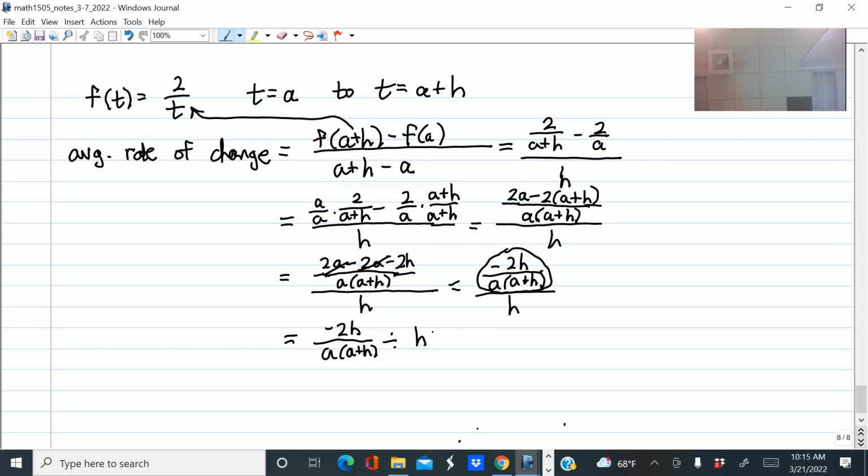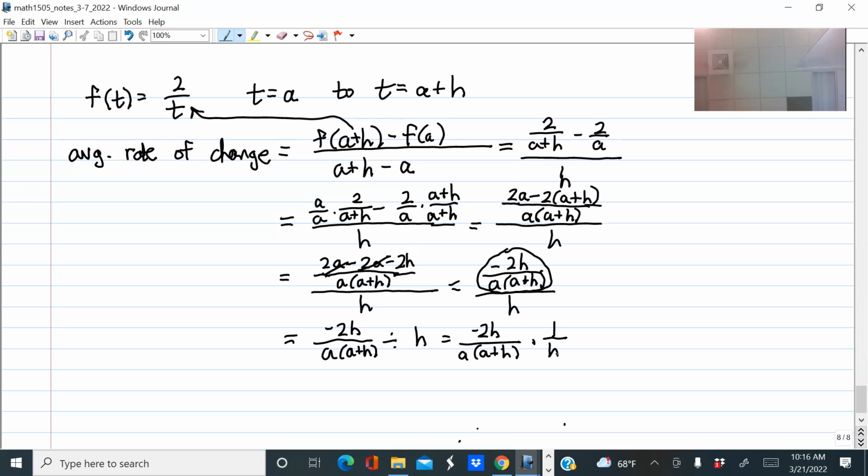So I can change this division into a multiplication problem by taking the reciprocal of h. And what's the reciprocal of h, of course? 1 over h. So what you really have here is minus 2h over a times a plus h, times 1 over h. That's the same as dividing by h.